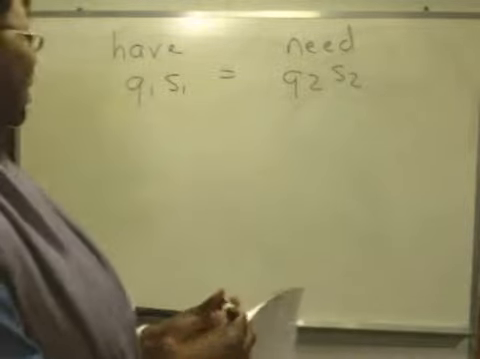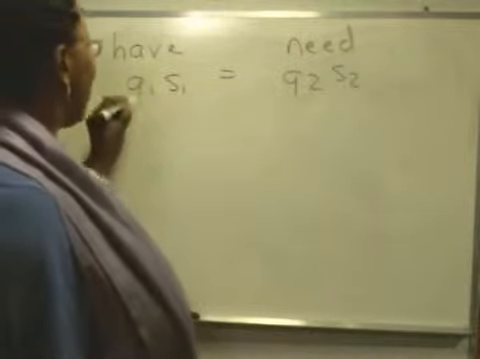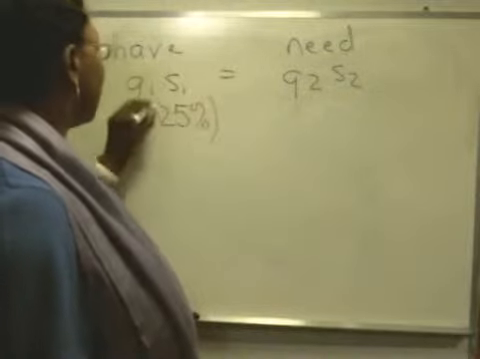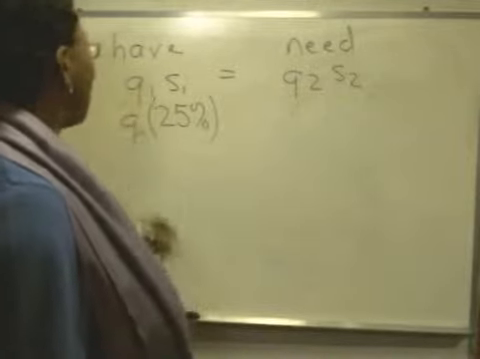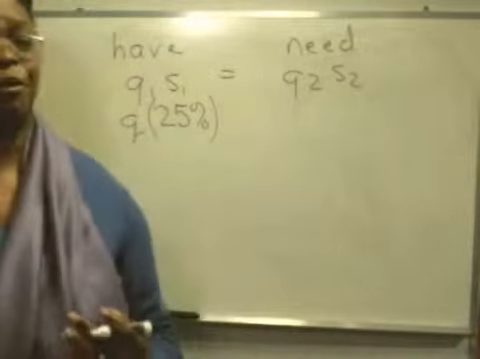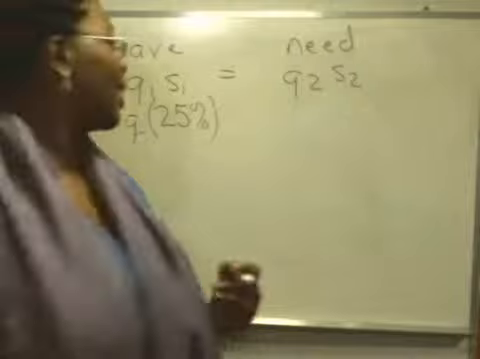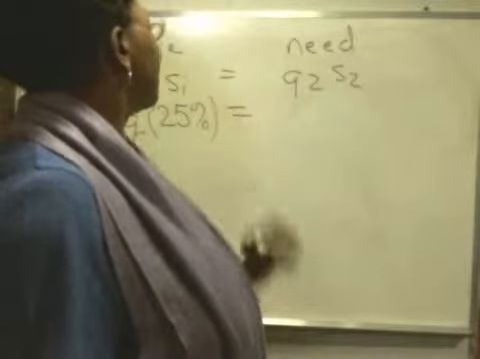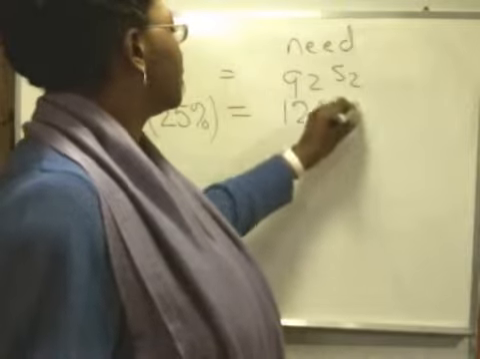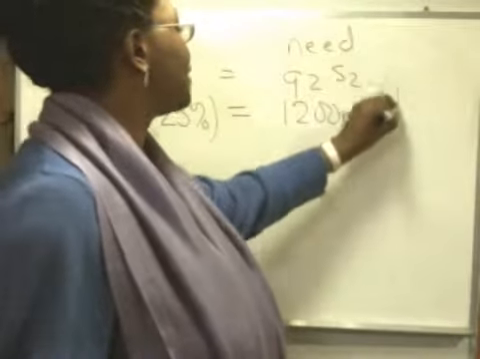So it becomes very simple at that point. I say 25%, which is my strength, is going to be multiplied by Q. I like to use Q because it reminds me that it's a quantity. If I'm looking for a strength, I like to use S. Equals. My quantity on this side is 1200 milliliters, and my strength is 10%.